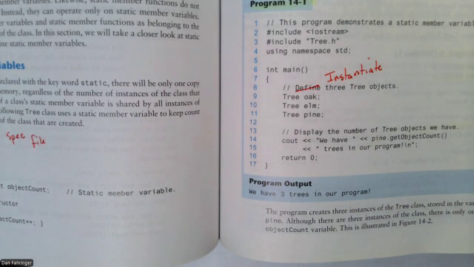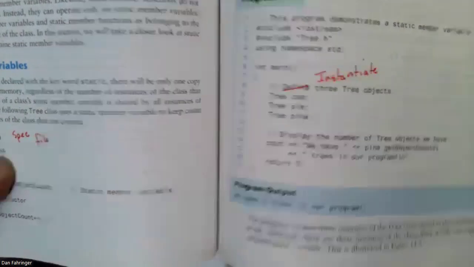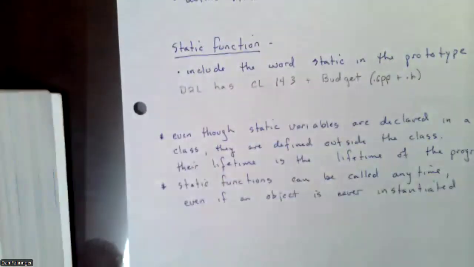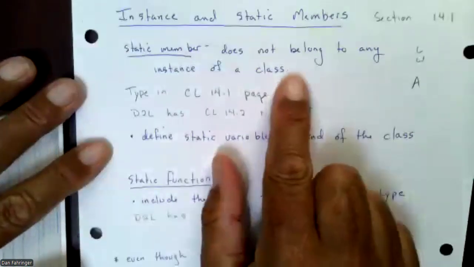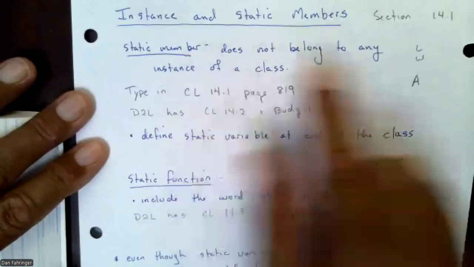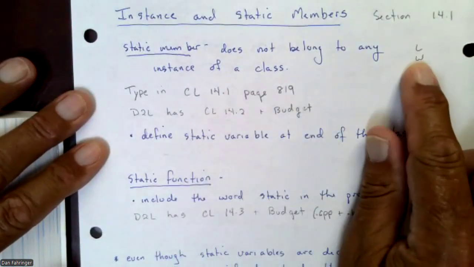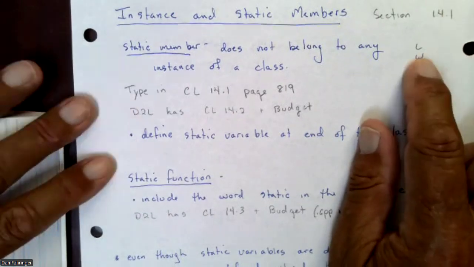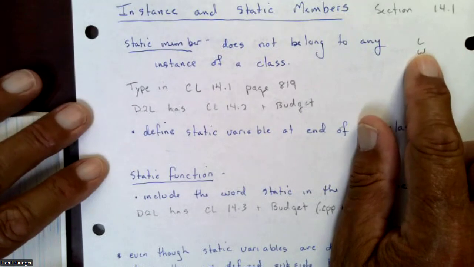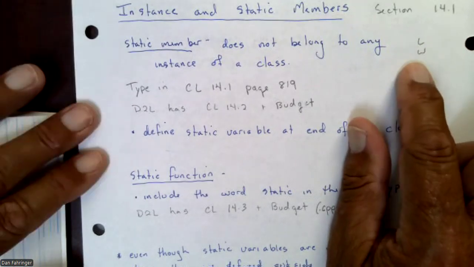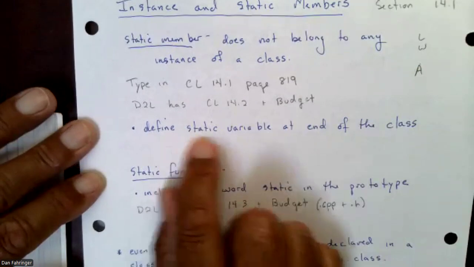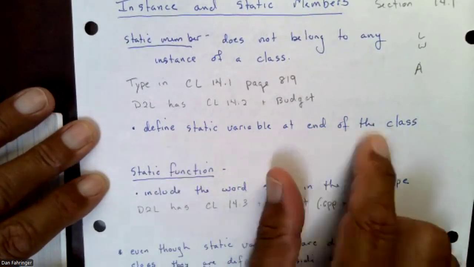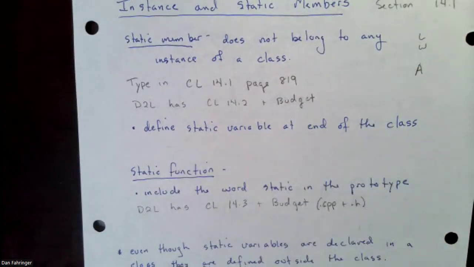Questions? We're good? Okay. That's a static variable. When I come back here, it does not belong to any class. Back before, we had length and width, and they were unique to every object. We don't want that anymore. We want the class tree to have an object so that it stays forever. Define it at the end of the class.